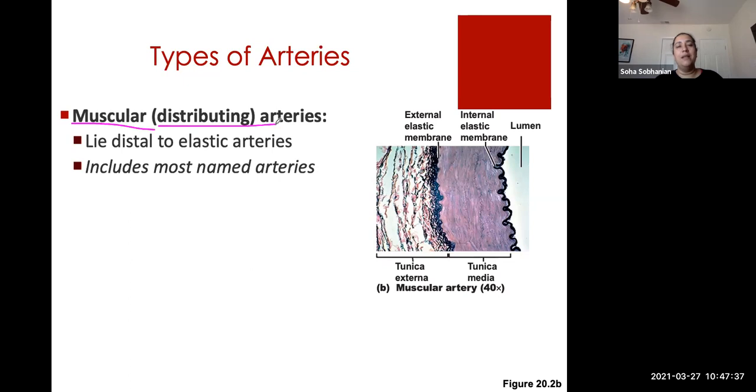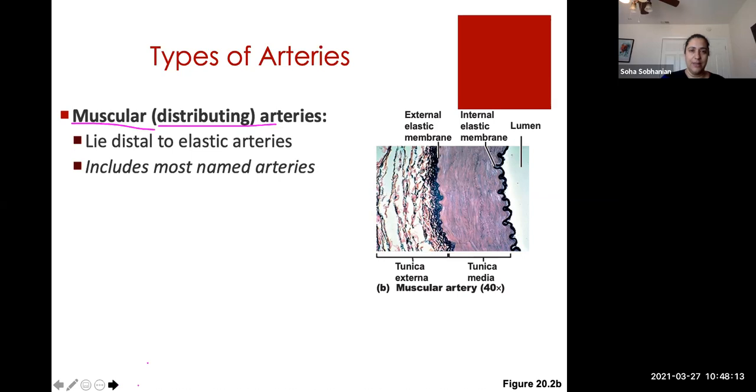These are the most common named arteries in our body. So when you go to the lab and you learn about the heart anatomy and blood vessels, we get introduced to a lot of terminology for blood vessels. And what you're actually learning are the names of the muscular arteries, like radial artery, ulnar artery, brachial artery, axillary arteries, etc. All of these are your muscular or distributing arteries.